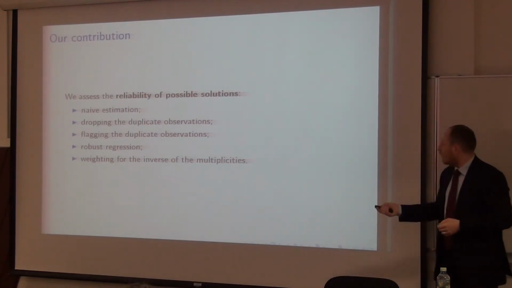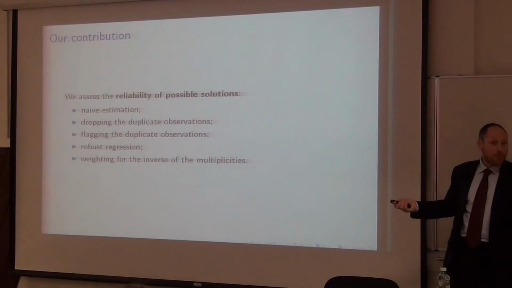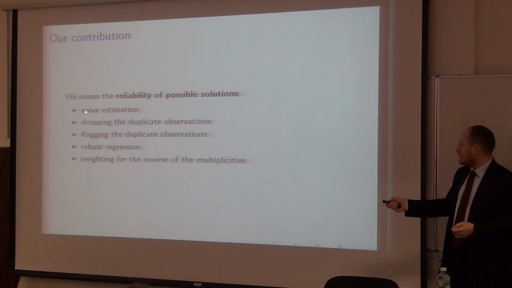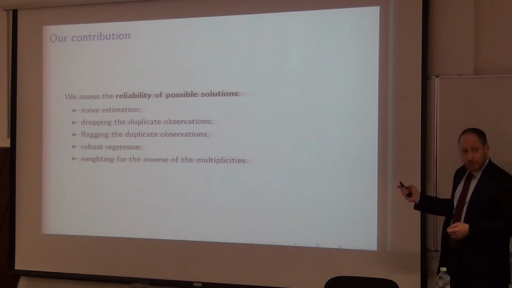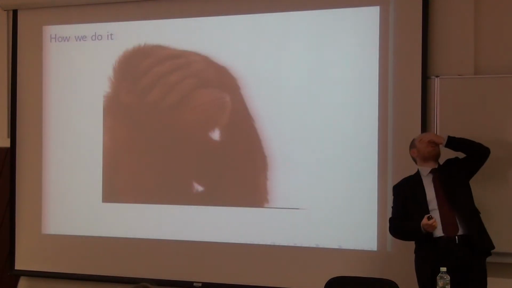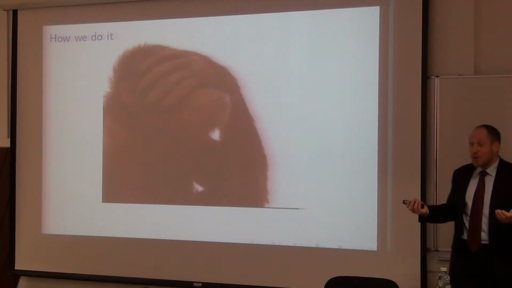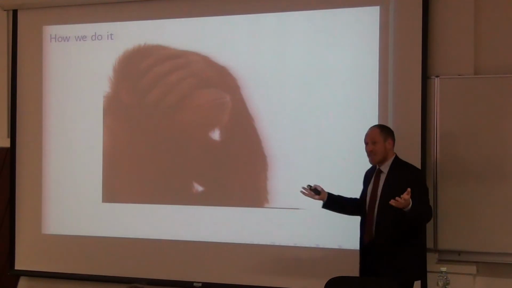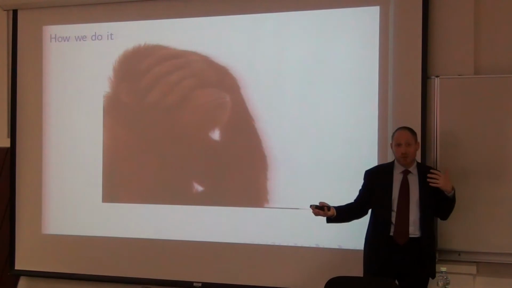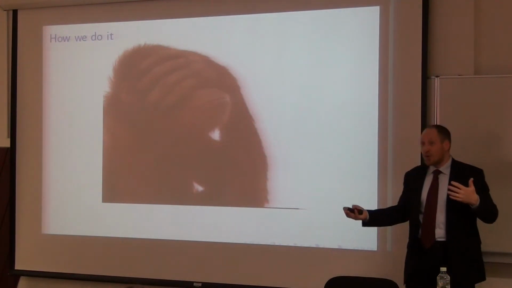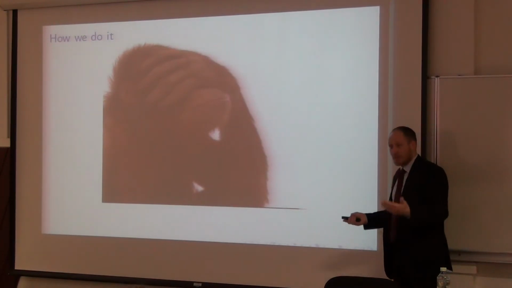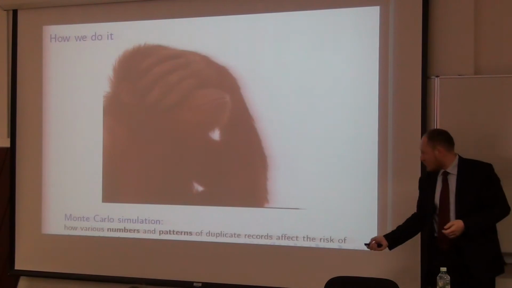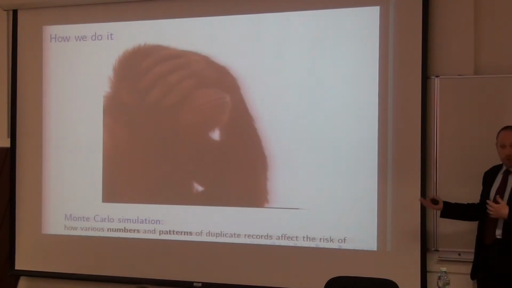So we check how each of these 5 performs. Of course, our reference point is naive estimation. How do we do that? We don't know. We don't know because we don't know. If you take whatever data set, you don't know if some data are duplicated or not. So the only solution is to build your own data set in a way that it follows some specific patterns. This is why we adopt the Monte Carlo simulation, which is a way to build up your own data.